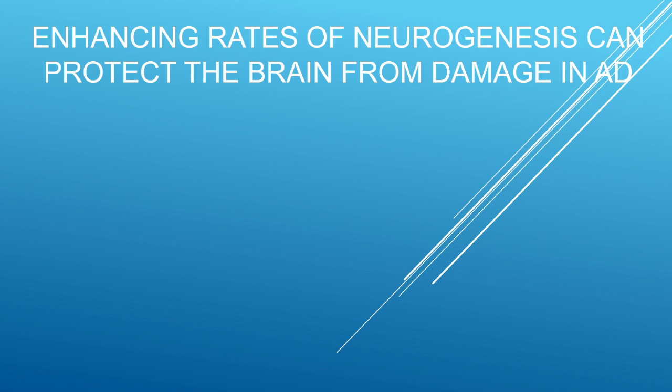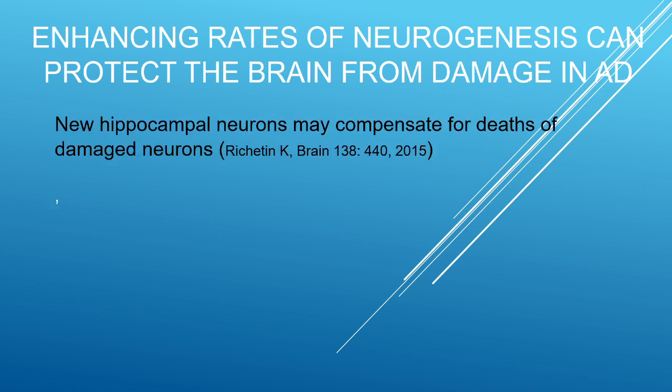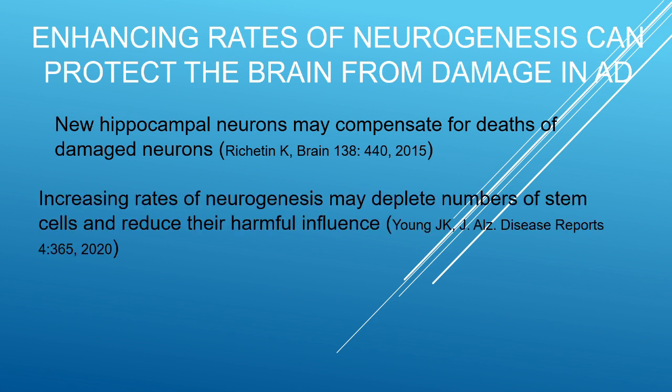Well, what can we do about all this? One thing that we could perhaps do is enhance the rates of neurogenesis in the hippocampus. This would cause the transformation of the stem cells from their immature forms into the mature forms of neurons, and therefore they would acquire brand new properties and wouldn't have all these toxic effects. It's already known that stimulating rates of neurogenesis in experimental animals can reduce the symptoms of Alzheimer's disease, and this possibly may be due to a compensation for the deaths of damaged neurons. Also, increasing rates of neurogenesis may deplete the numbers of stem cells, and this could reduce their harmful influence.